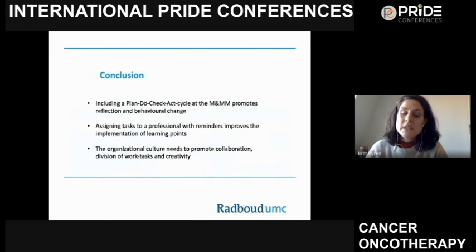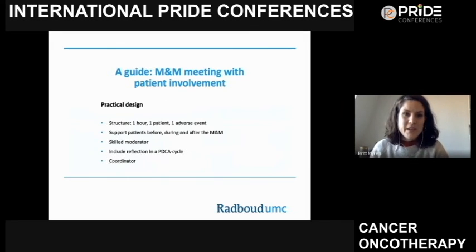So in conclusion, including a PDCA cycle at the M&M meeting promotes reflection and behavioral change. Assigning tasks to a professional with reminders improves implementation of learning points. And this is also the personal reminders that I spoke of. And an organizational culture: we need to promote collaboration, division of work tasks, and also creativity. If you get a task and you're not able to be creative in how you're going to perform the task, it's really difficult to get started and be motivated.